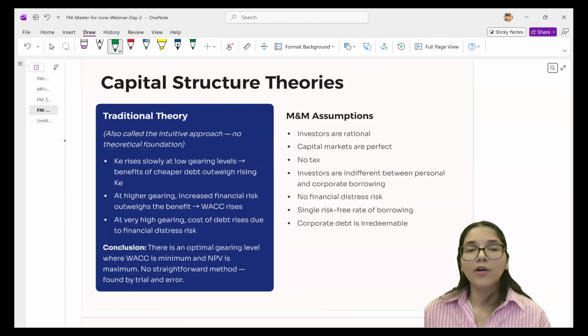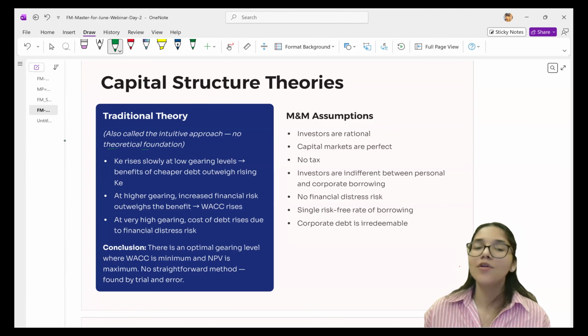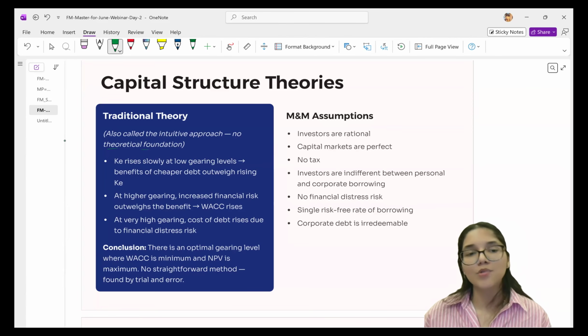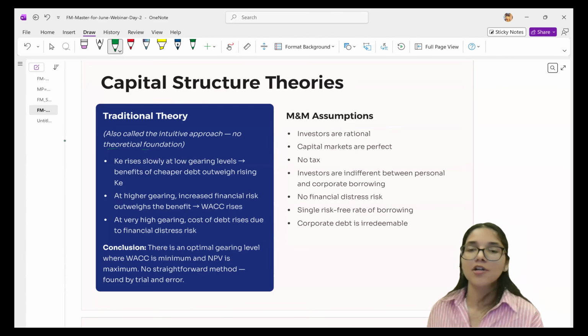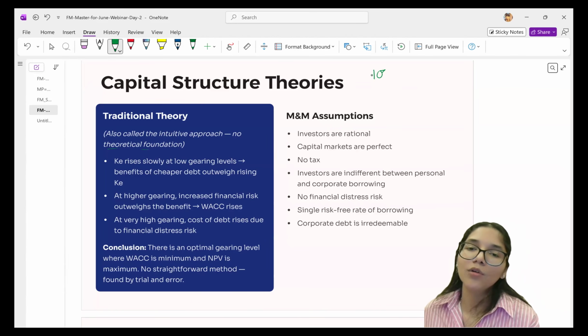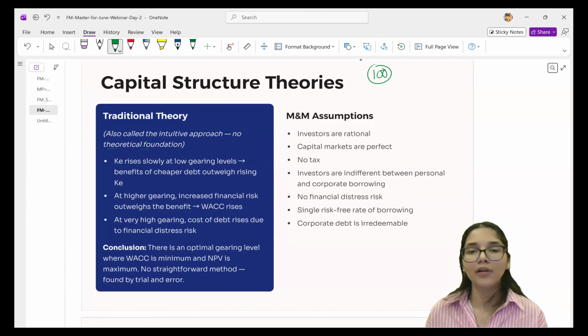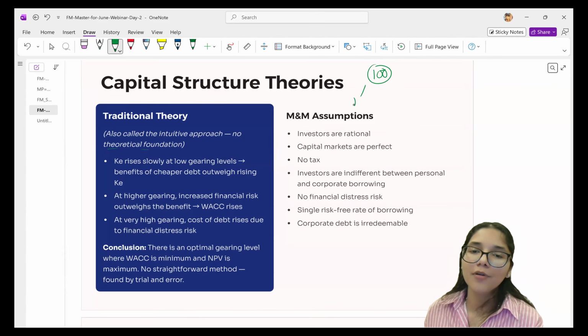Now, if I talk about what this theory says, this theory has certain assumptions. What are the assumptions as per this theory? So we're basically, as part of capital structure, firstly understand what exactly do we mean by capital structure. Capital structure means if the company in total has $100 worth of capital, how much of it will come from debt?